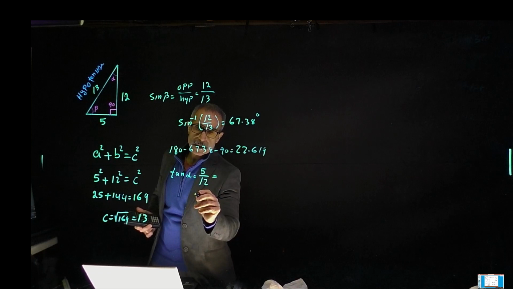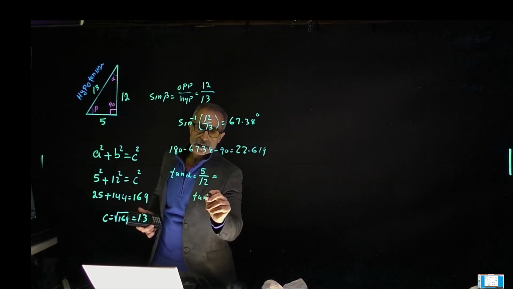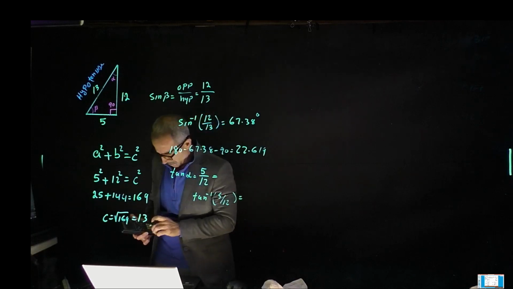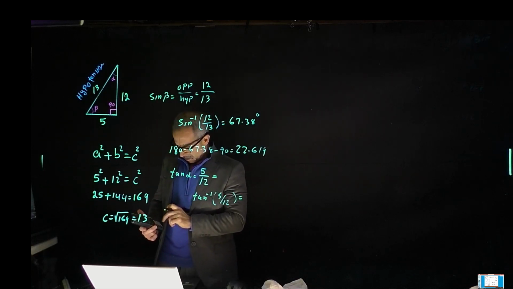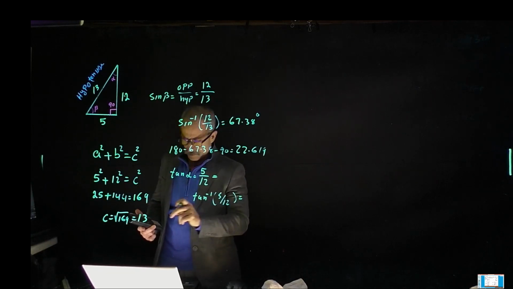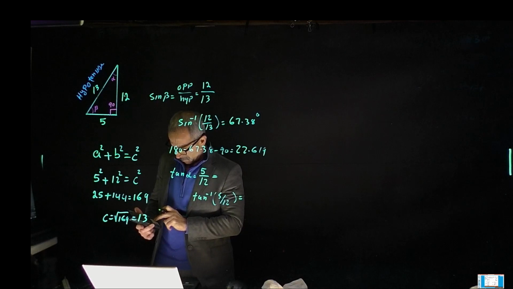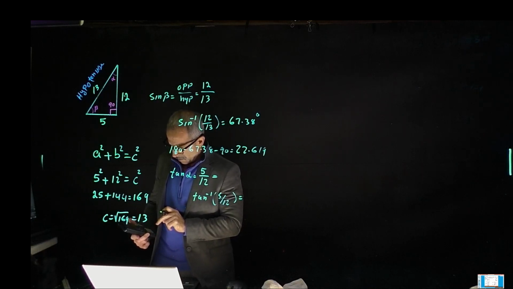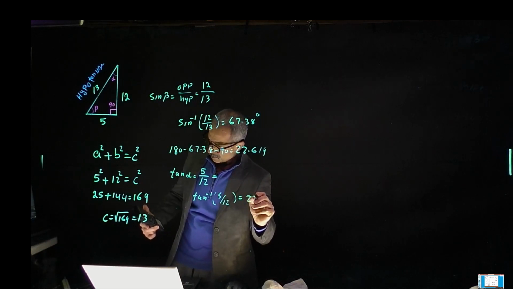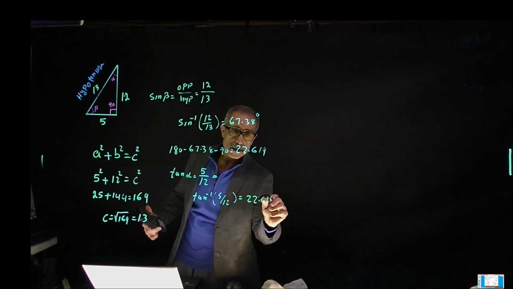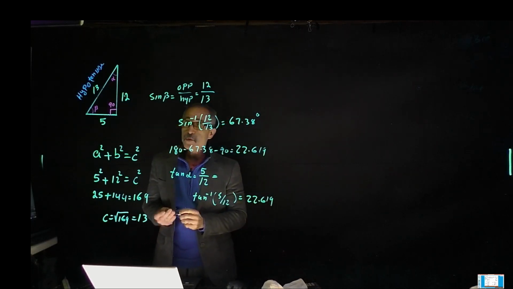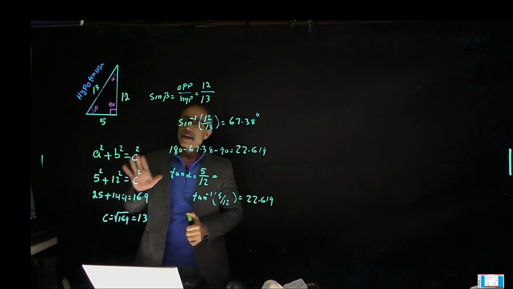I'm going to just say tangent inverse of 5 divided by 12. So I'm going to hit second, hit the tangent, and hit 5 divided by 12. It gives me 22.61, exactly the same answer as that. So we knew that. All right, so this is how we're going to use it, this is a really simple format.